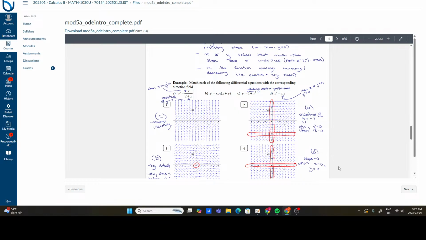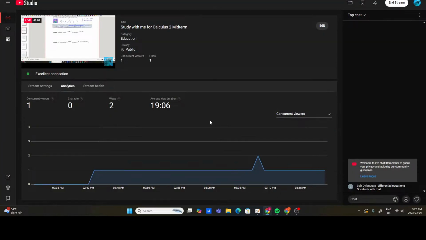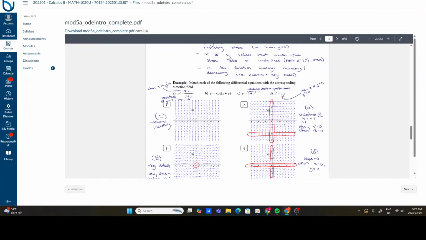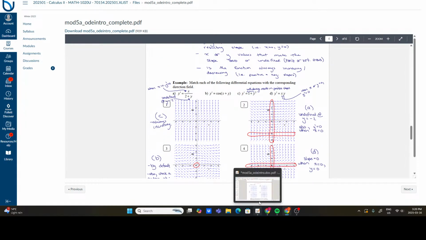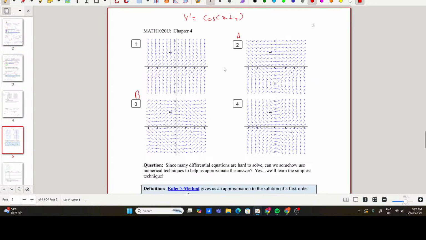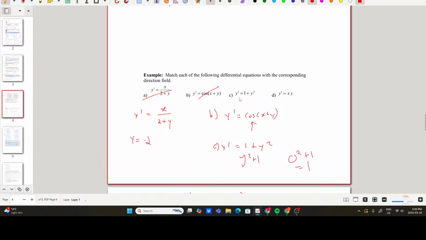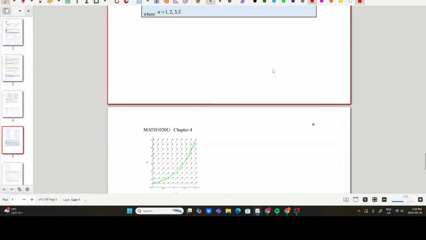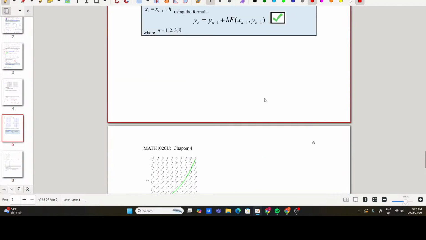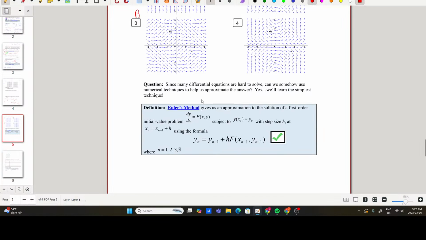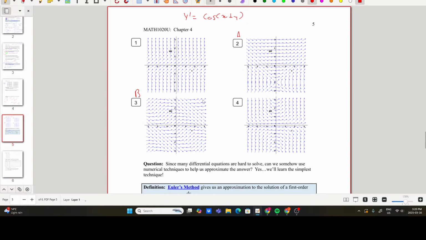Alrighty. Alright, so, okay, let's get this one done. I have to figure out what's special about this over here. Oh, there's some more to do here. Euler's method. Oh my goodness. Okay, let's look at this.